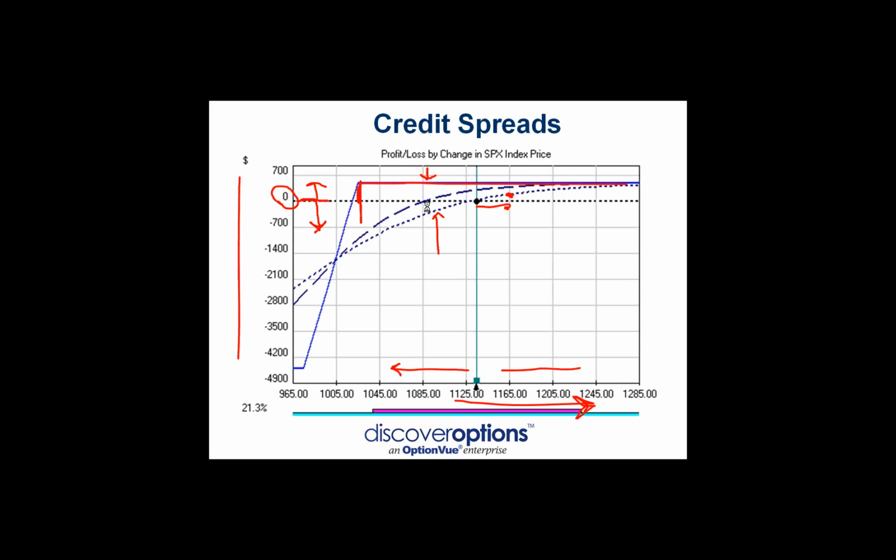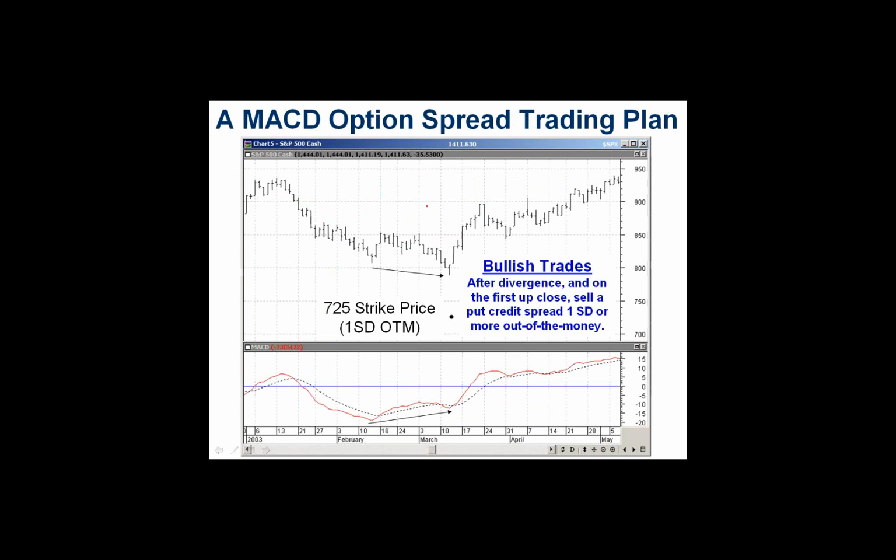Now, here's the trading plan. Bullish trades. After divergence occurs, where we're looking for those swings where a swing doesn't go down as far, where you have divergence on a price swing diverging from MACD here, once you have divergence, we're going to look for an up close. And on the first up close after divergence, we're going to sell a put credit spread, a standard deviation or more out of the money.